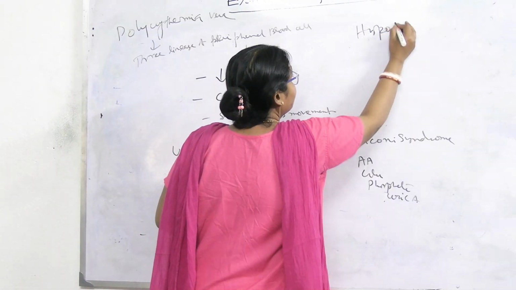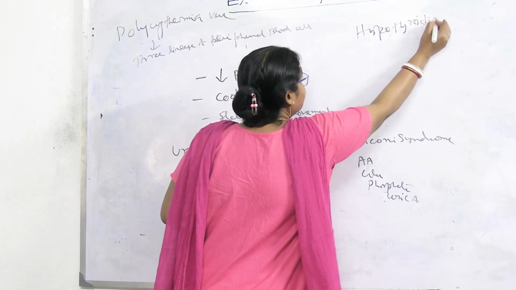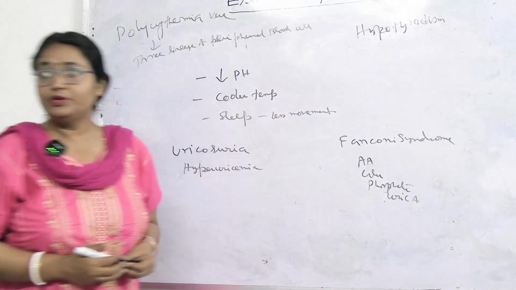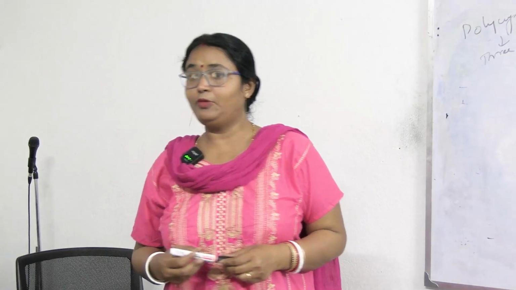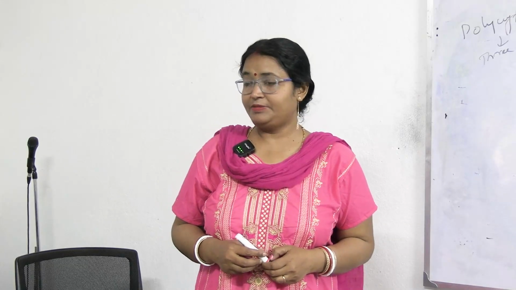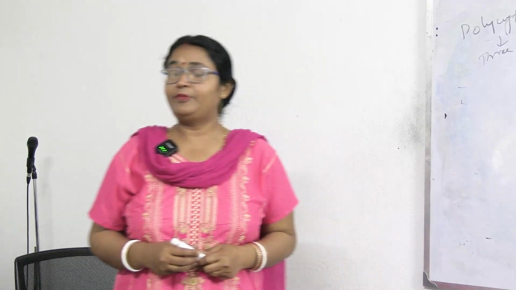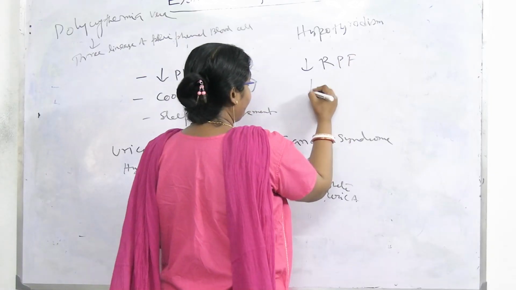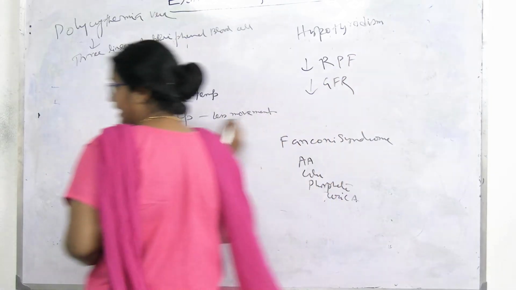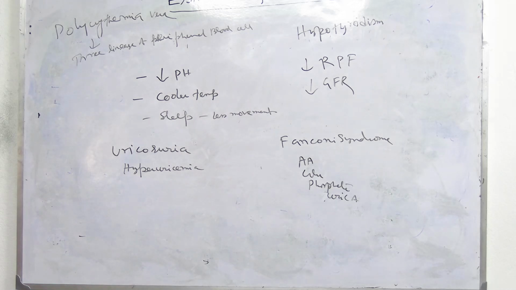Hypothyroidism. Thyroid hormone helps the heart to contract. So if the heart is not contracting well, the blood flow to the kidney is less. So renal plasma flow will be decreased, decreased GFR. At that time uric acid will be increased in the body. So hypothyroidism will cause increased uric acid.